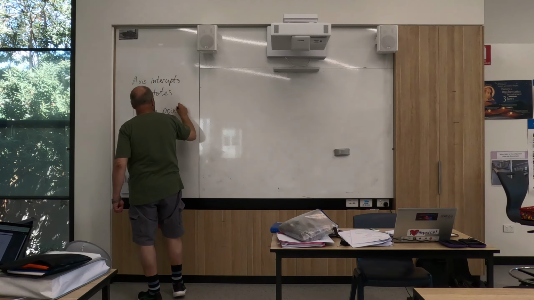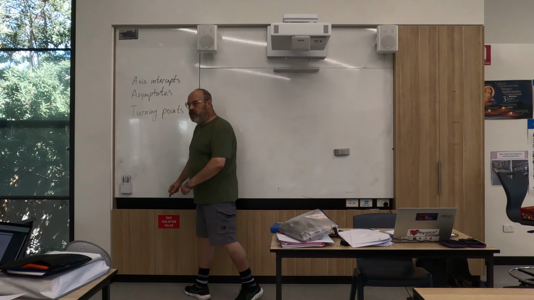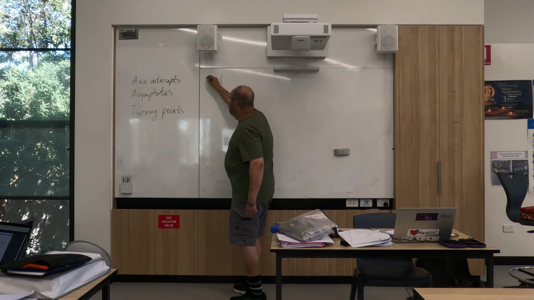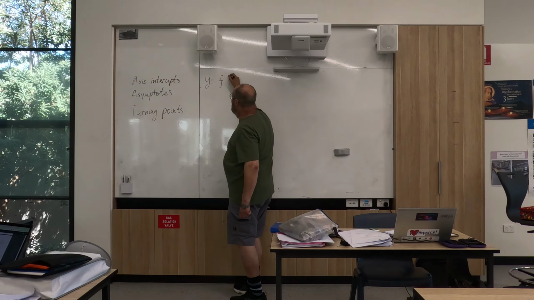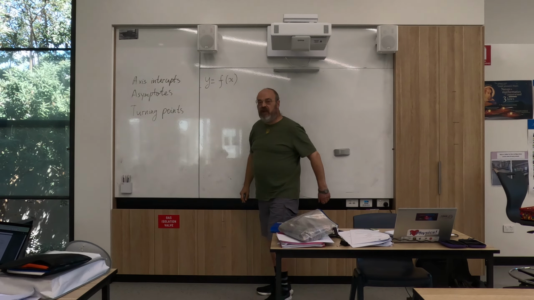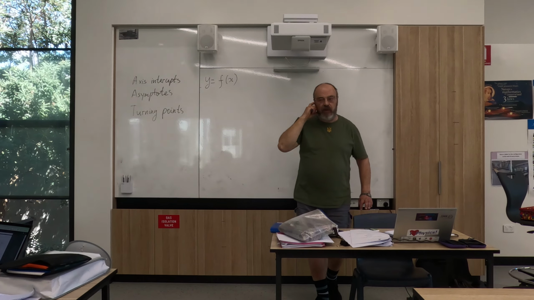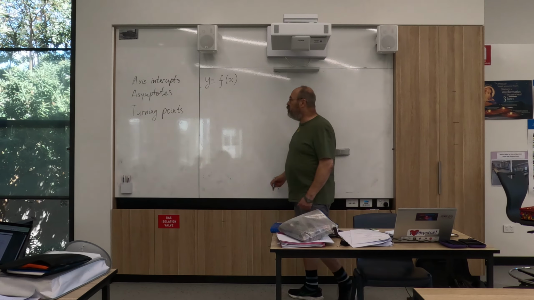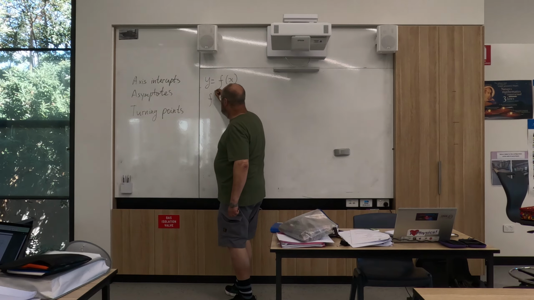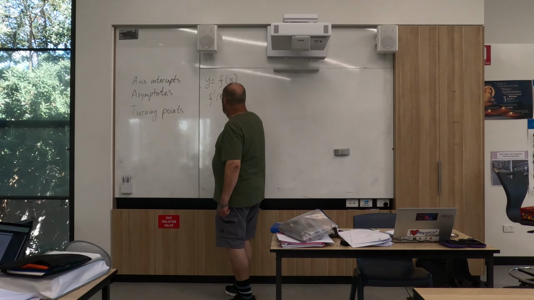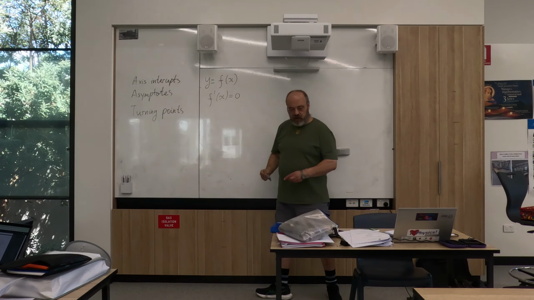How can we find the turning points? We have a function, we want to graph the function y equals f of x. How can we find the turning point? We find the derivative and equate it to 0, and we find the turning point.